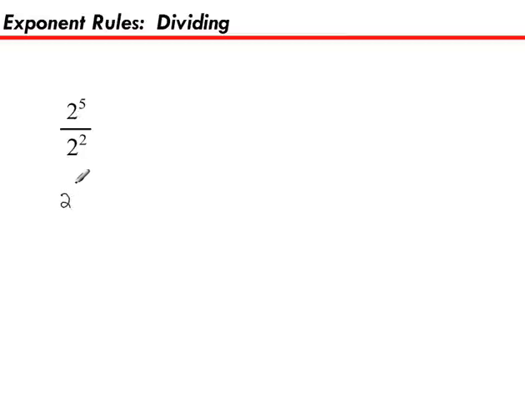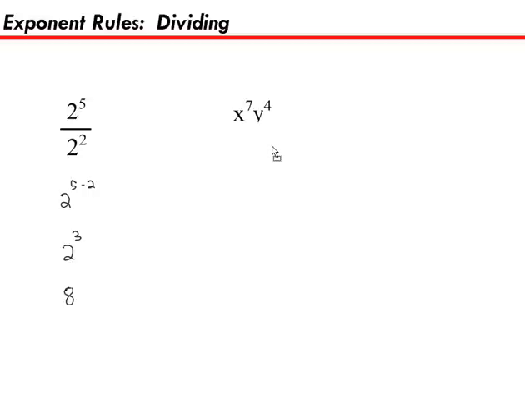I just subtract the two exponents, like that, 5 minus 2, which of course is 2 to the 3. And 2 to the 3 is 8. 8 looks a lot simpler than this big mess right there. Let's look at another example using variables.